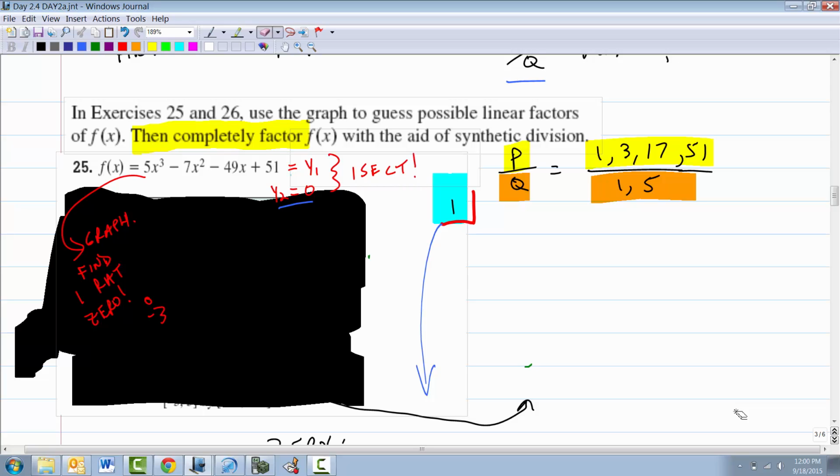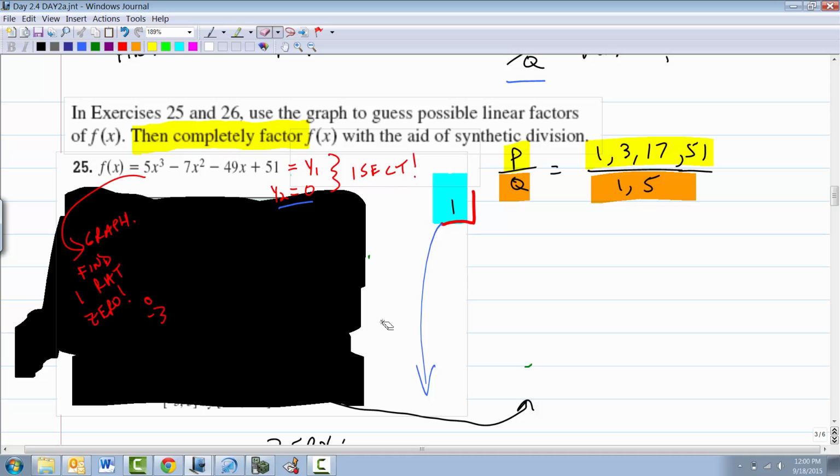We got this polynomial, 5x cubed. We can play the P over Q game. Factors of 51: 1, 3, 17, 51. Factors of 5: 1 and 5. You cannot write this as a final answer if I ask for possibilities. You actually have to list plus or minus 1, 3, 17, 51, 1/5, 3/5, 17/5, 51/5.